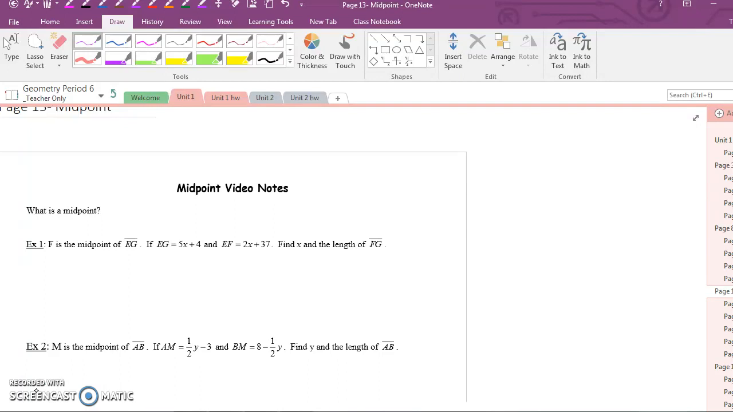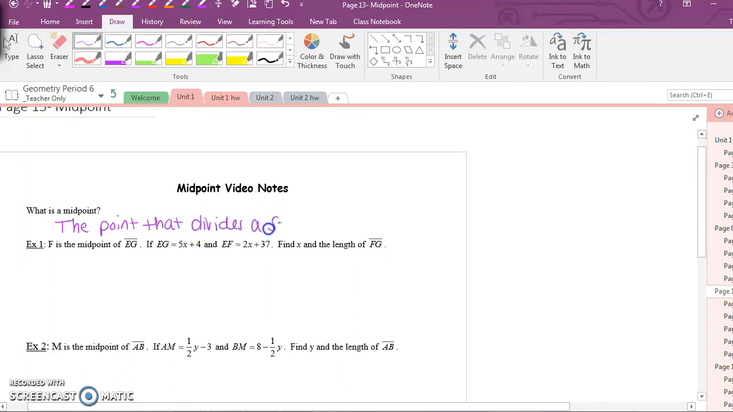So what is a midpoint? A midpoint is going to be the point that divides a segment into two equal parts. The point that divides a segment into two equal parts.